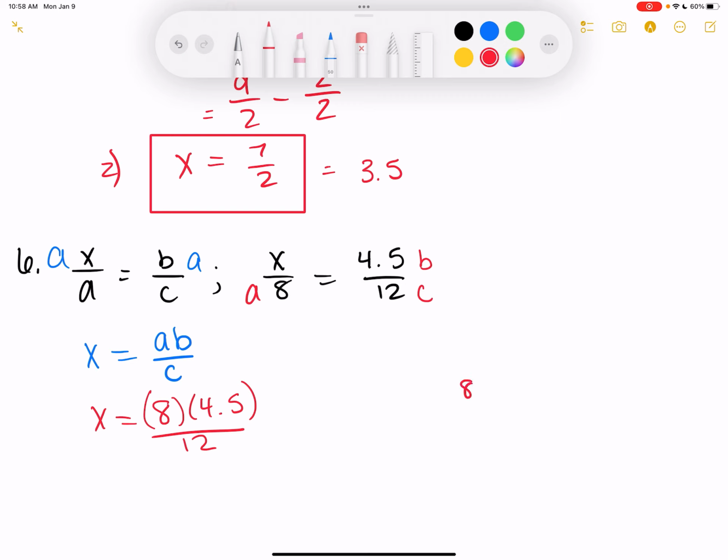So 8 times 4.5, let's see. So that's 36 on top. And then 36 divided by 12 is 3. When I had the 4.5 in there, I thought it was going to be an awful number.